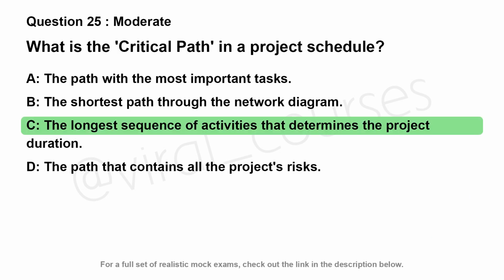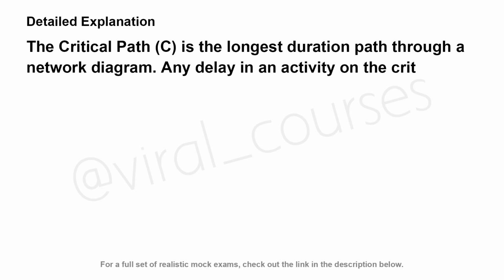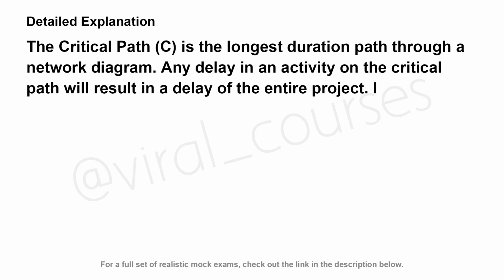The correct answer is C. The critical path, C, is the longest duration path through a network diagram. Any delay in an activity on the critical path will result in a delay of the entire project. It has zero float or slack.